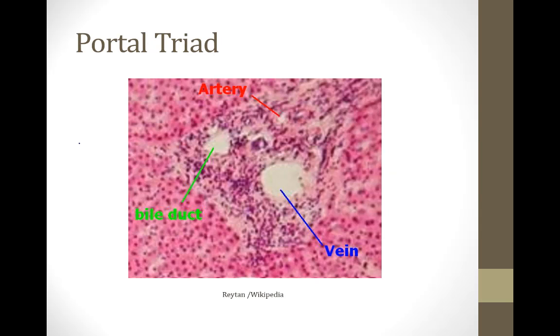In this picture, I've zoomed in on one of those portal triads. You can see that there is a vein here. That's the larger vascular structure. There's a smaller structure, which is a bile duct, and then there's an artery here, which is surrounded by a muscular wall. These are the 3 structures found in portal triads in each liver lobule.